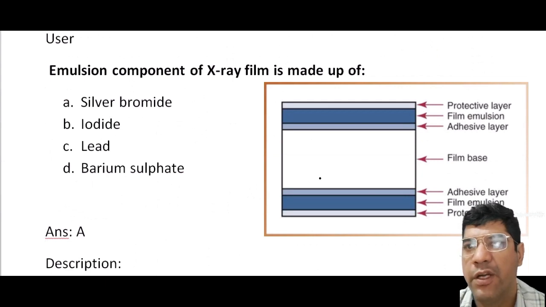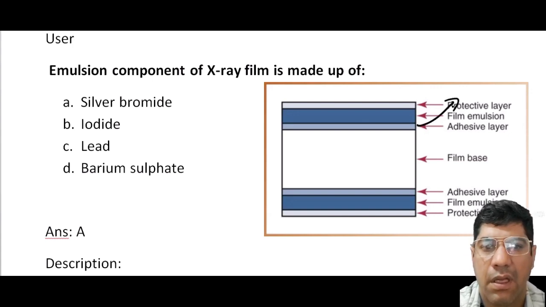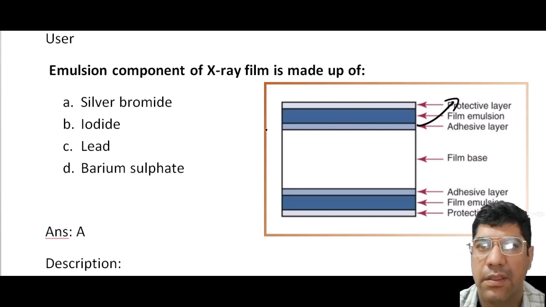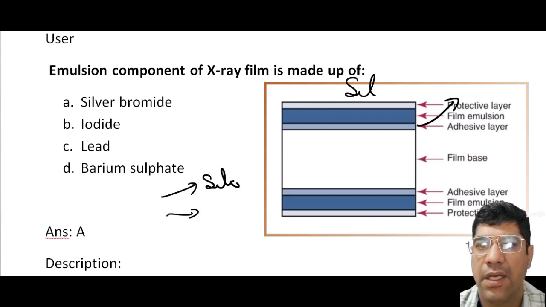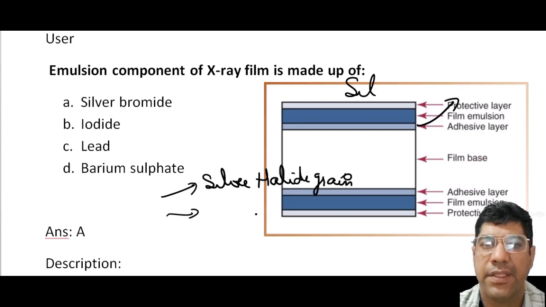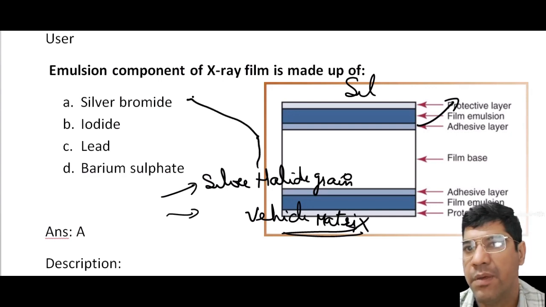The emulsion component of X-ray film is made up of silver bromide. The emulsion has two principal components: silver halide grains and vehicle matrix. Silver halide is primarily silver bromide.